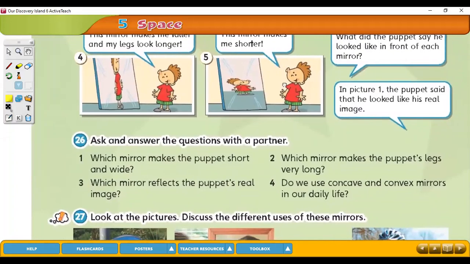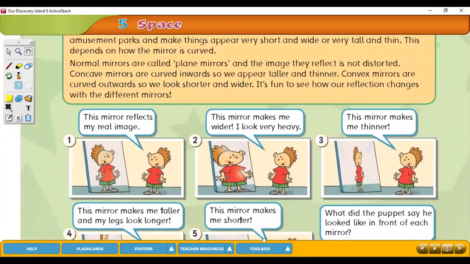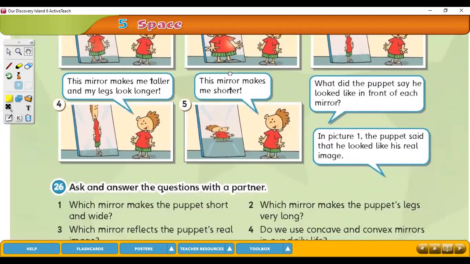Okay, here ask and answer the questions with a partner. Which mirror makes the puppet short and wide? Which one do you think? Let's go back. Short and wide. Which one? Convex mirror. Excellent. Number 2, which mirror makes the puppet's leg very long?